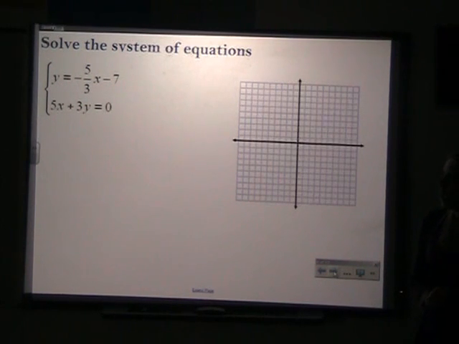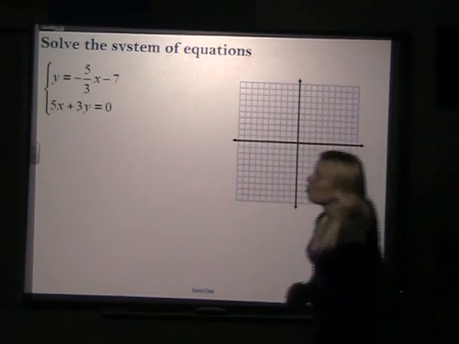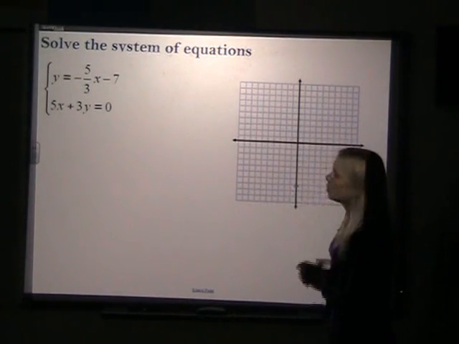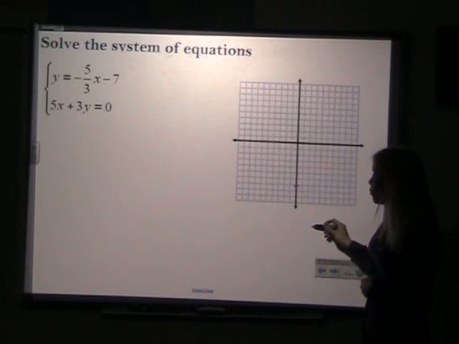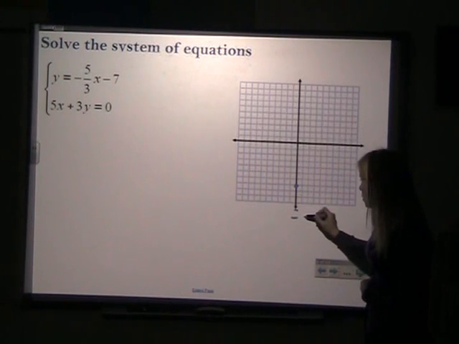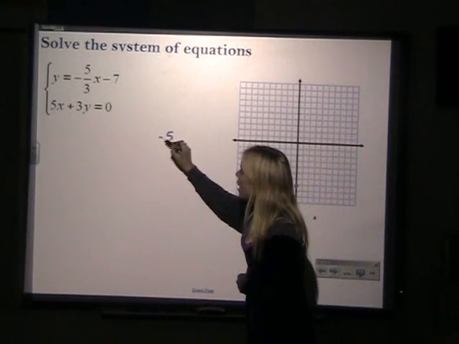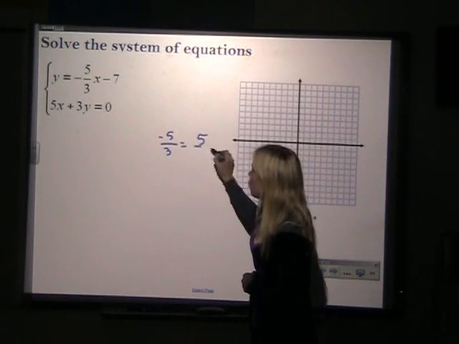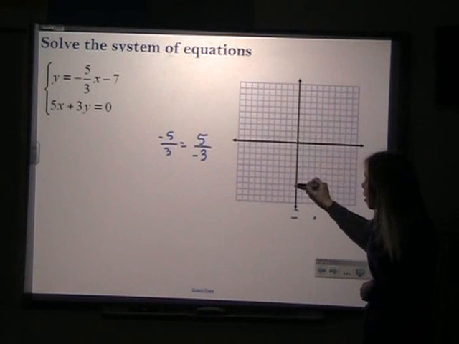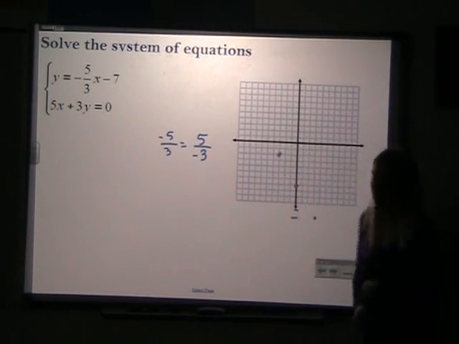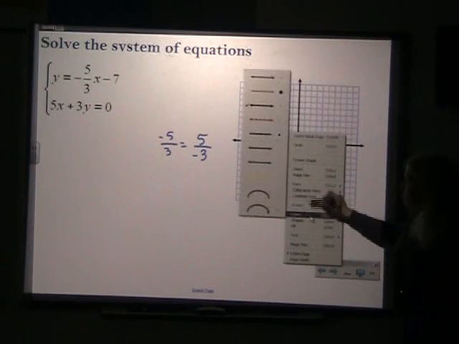Okay? So I have 2 equations here. One is in slope-intercept form. I'm going to start with negative 7. I'm going to go down 5 and over 3. Now, if you needed to, you could do this, but remember, negative 5 over 3 is 5 over negative 3. So I can also go up 1, 2, 3, 4, 5, and left 3, so that I have my line.